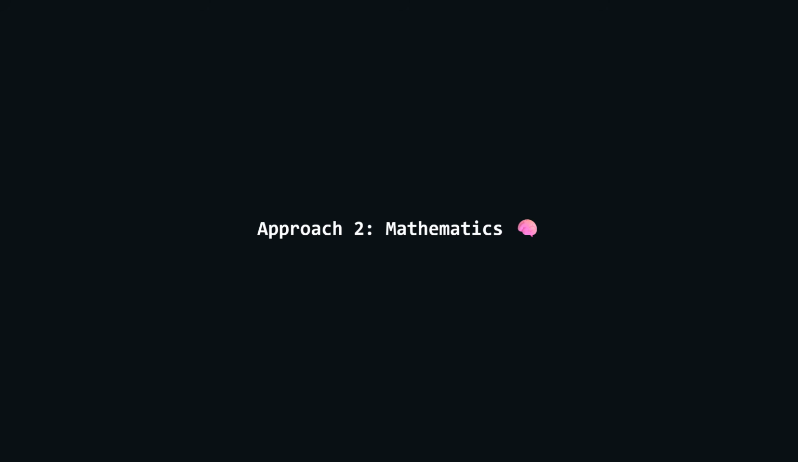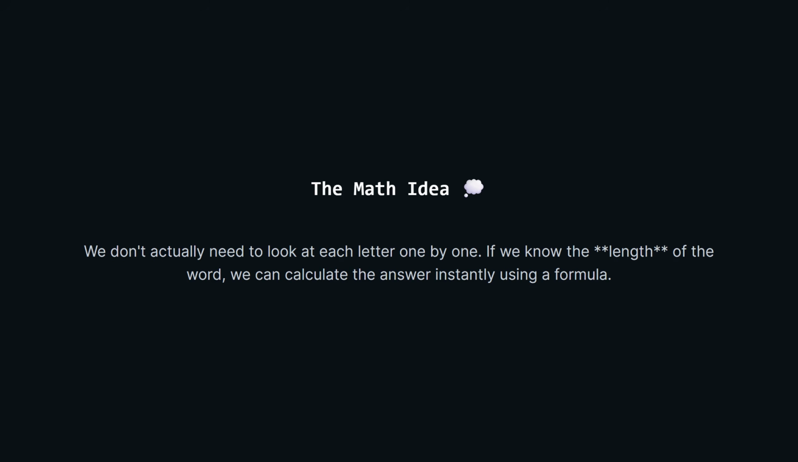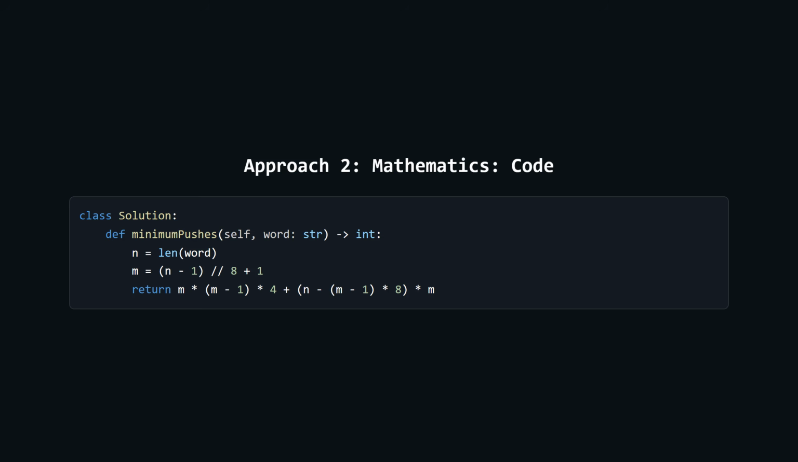Okay, let's look at the second approach. This one is pure mathematics. Because the pattern is so perfectly predictable, we don't even need a loop. If we just know how many letters are in the word, we can use a math formula to figure out the total pushes instantly. Here is the code for the mathematical approach.